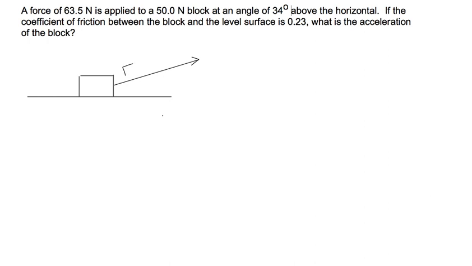So I'm going to write F_A equals 63.5 newtons. And it was given an angle of 34 degrees. Well, what I want to do is I want all my forces to either be horizontal or vertical. So this force that I just put on my picture, I want to replace it with how much of it is in the x direction, the horizontal direction, and how much of it is in the vertical direction.